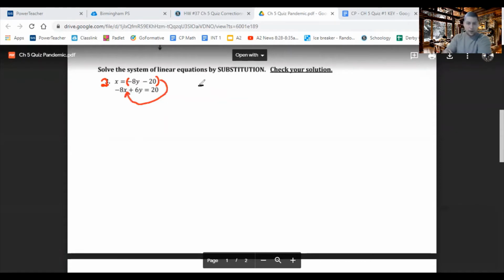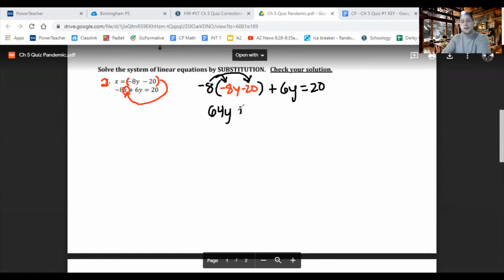So we'll write the second equation, but instead of writing x, we will substitute -8y minus 20 next to it. I'll write that in red. -8y minus 20 took the place of this x in the second equation. Okay, now we only have y, so we're going to solve for the y variable first by cleaning up a little bit. That'll be +64y, +160, and then 6y to the 20. Combined like terms, we've got 70y plus 160 equals 20.